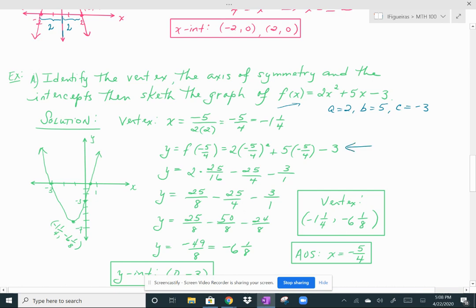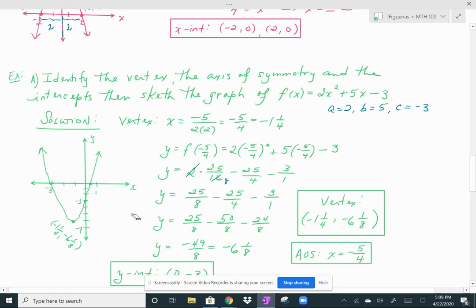You have to take 2 times negative 5/4 squared plus 5 times negative 5/4 minus 3. So square and multiply, so that's what you see here. I have 2 times 25/16 minus 25 over 4 minus 3 over 1. And then here I simplified the 2 and the 16, so I get y equals 25 over 8 minus 25 over 4 minus 3 over 1.